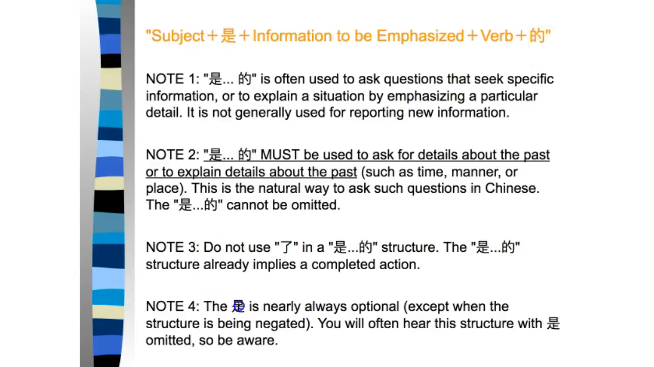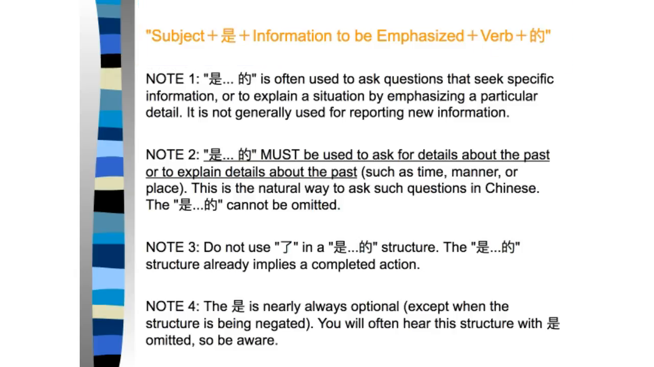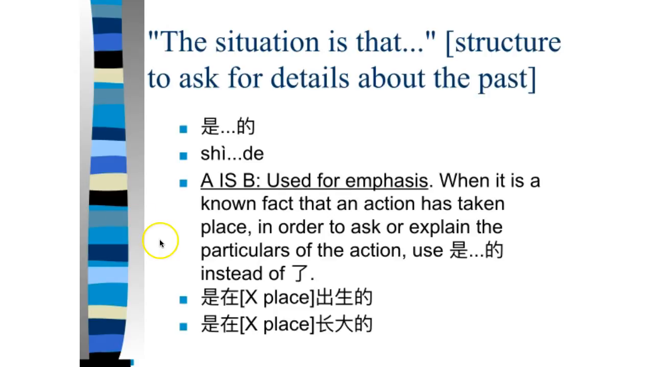The 是 is sometimes optional. The more important part of the structure is the 的. There needs to be 的 at the end of that 是的 structure. And it's used for emphasis in Chinese questions about the past. It's just a natural way to ask those questions.